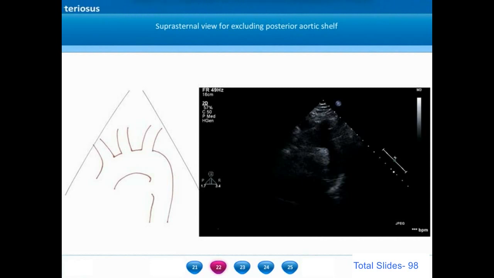This view is primarily used for excluding a posterior aortic shelf. If a patient with ductus arteriosus is also having a posterior aortic shelf or a substrate for coarctation, it is best identified in this view. This is going to clearly show the entire aortic arch and the descending thoracic aorta.